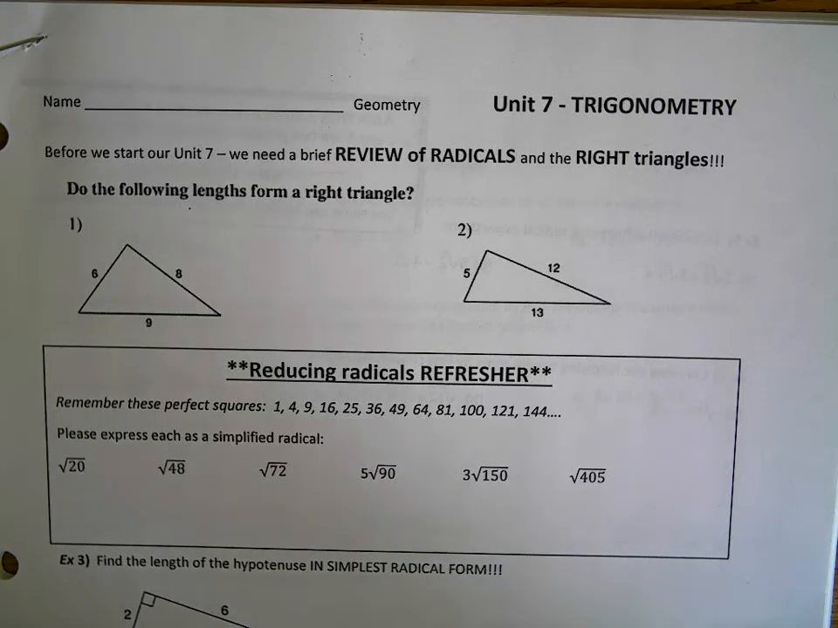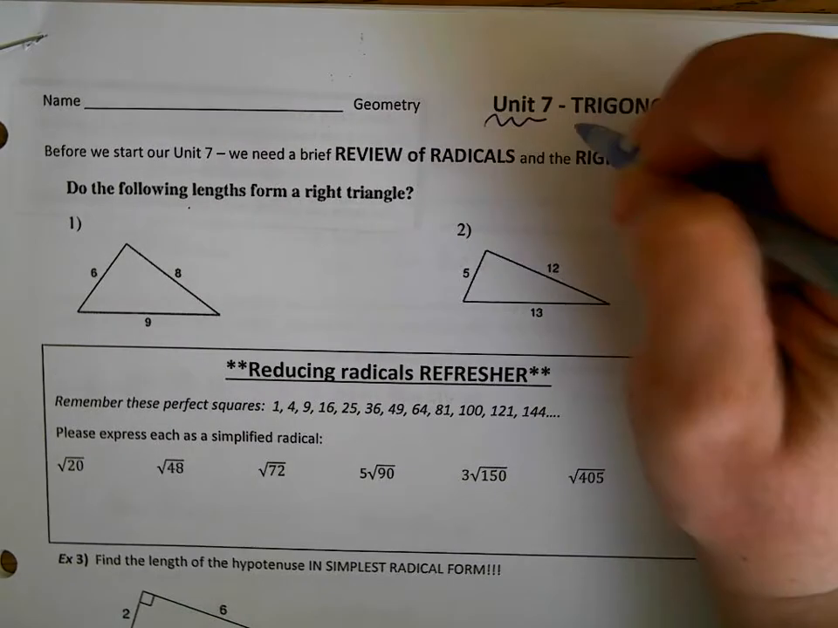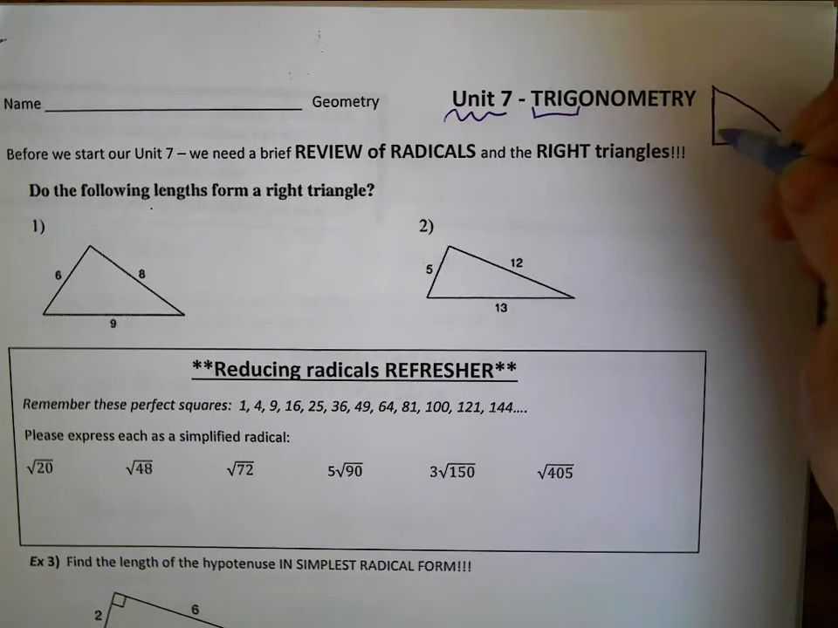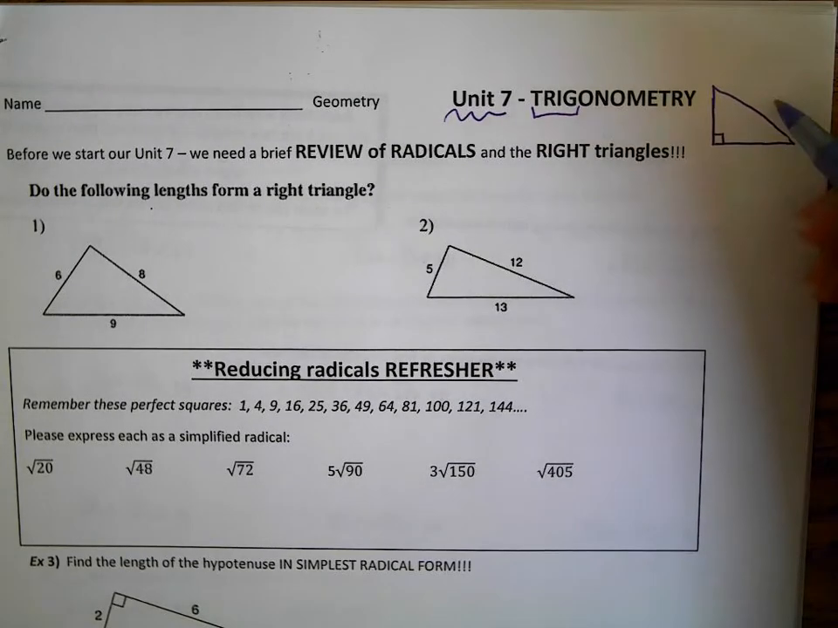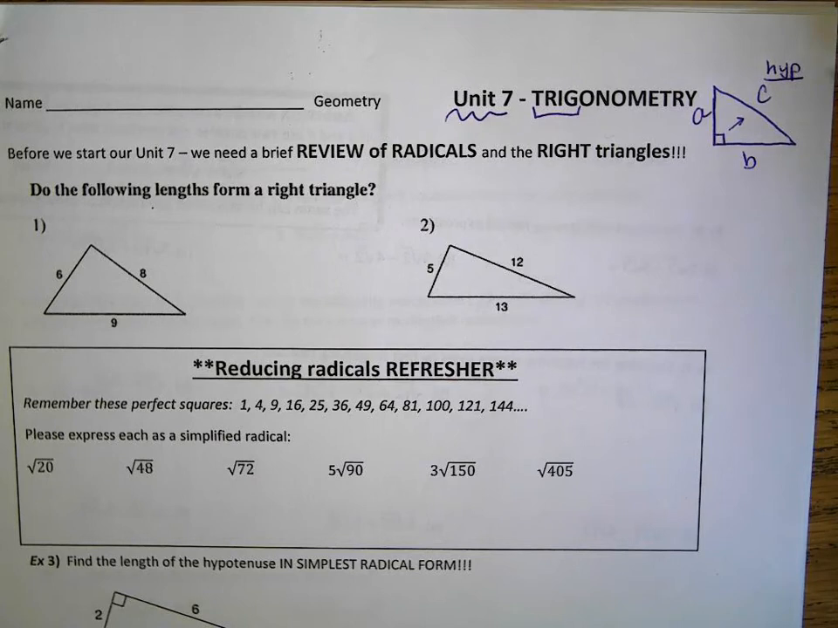Hey everybody, welcome to Unit 7, Trigonometry. So we are learning trig here in geometry because trigonometry is the relationship between sides and angles in a right triangle. Remember, a right triangle has three sides, A, B, and C, where C is opposite the right angle, the hypotenuse, okay? And remember, the hypotenuse is always our longest side.